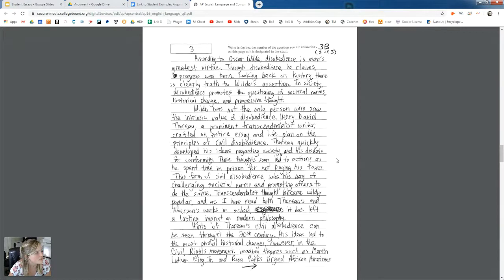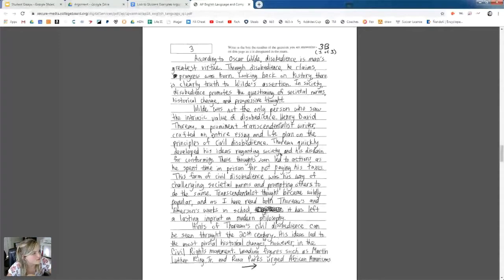"Thoreau quickly developed his ideas regarding society and his disdain for conformity. These thoughts soon led to action as he spent time in prison for not paying his taxes. This form of civil disobedience was his way of challenging societal norms and prompting others to do the same. Transcendentalist thought became wildly popular, and as I have read both Thoreau's and Emerson's works in school, it has left a lasting imprint on modern philosophy." So this is a little bit off topic, but okay, we'll just keep going. Just keep that in mind.